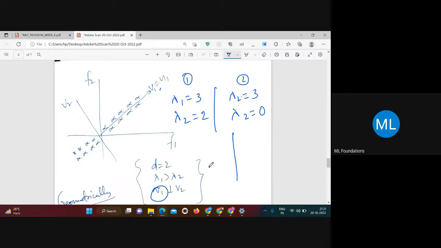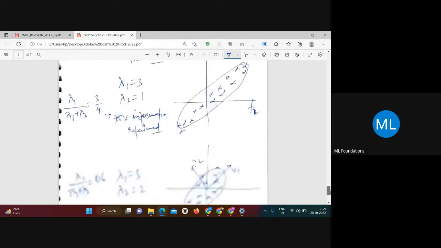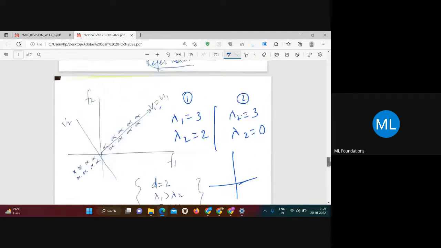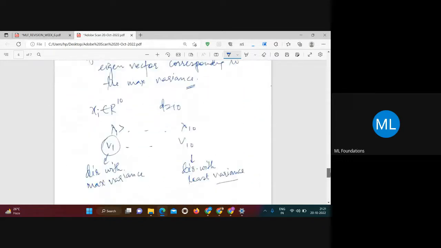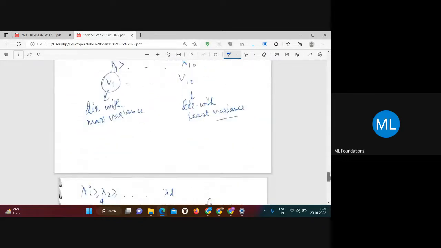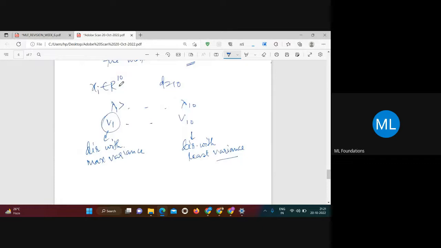If you have d equal to 10 dimensions or 10 features, you will get 10 lambda values and 10 eigen directions also. The first eigen direction, corresponding to the first eigenvalue, will have the maximum variance, and the last will have the least variance.